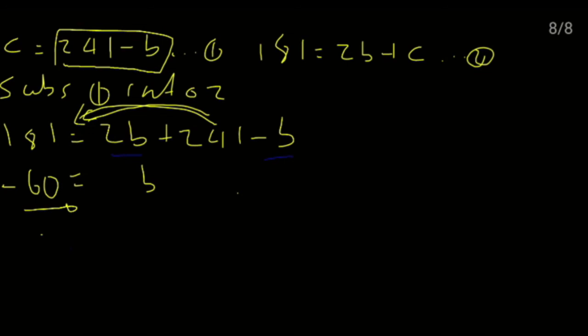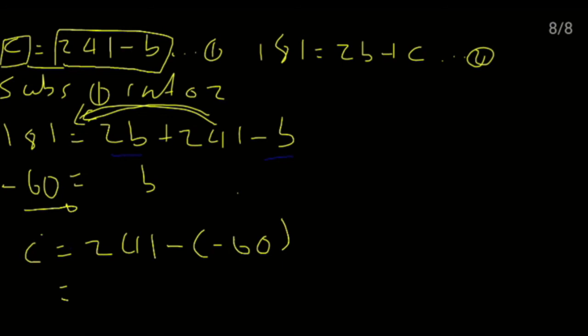Now let's find c. Let's find c, and I'm going to choose this equation 1 and say c equals 241 minus, we just determined b to be minus 60, meaning we're simply going to add these two, which will give us 301, which is our value for c, right?